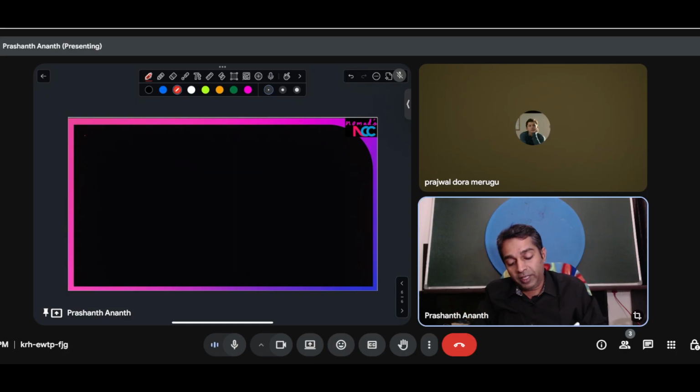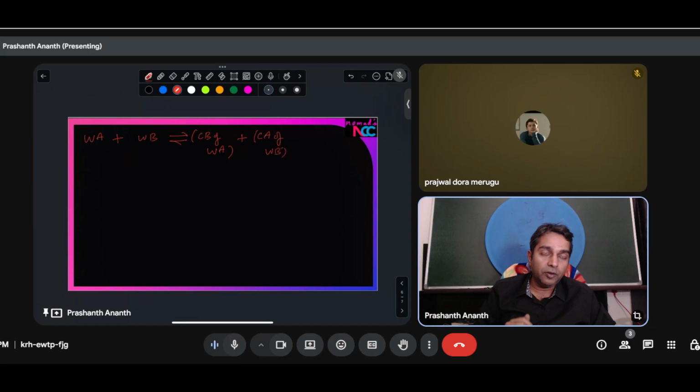So if I have a weak acid reacting with a weak base, what will I have? I will have this not necessarily going to full completion. There will be an equilibrium absolutely present over here. The weak acid will effectively become the conjugate base of the weak acid, and the weak base will become the conjugate acid of the weak base. Now we have seen a couple of cases.